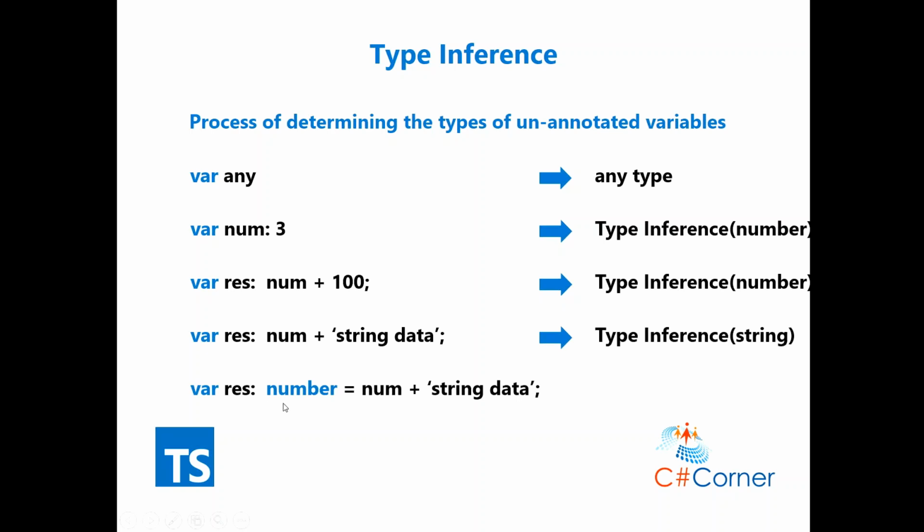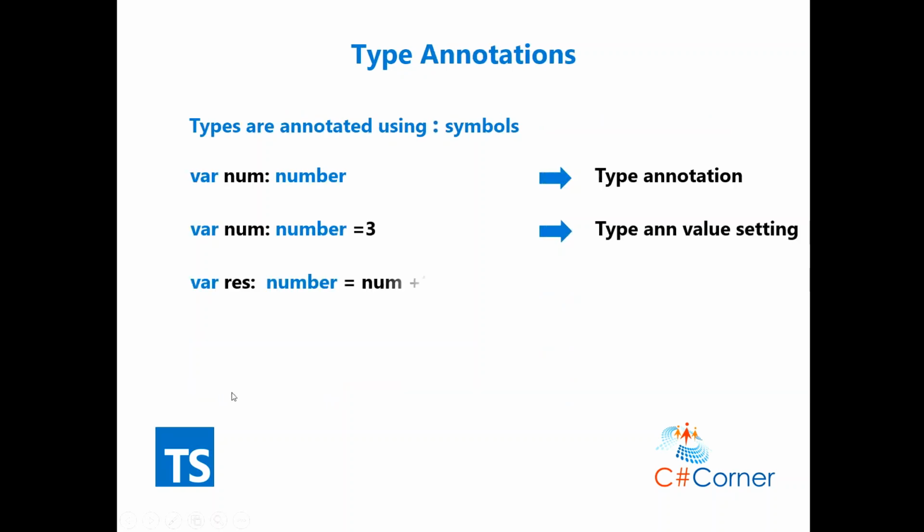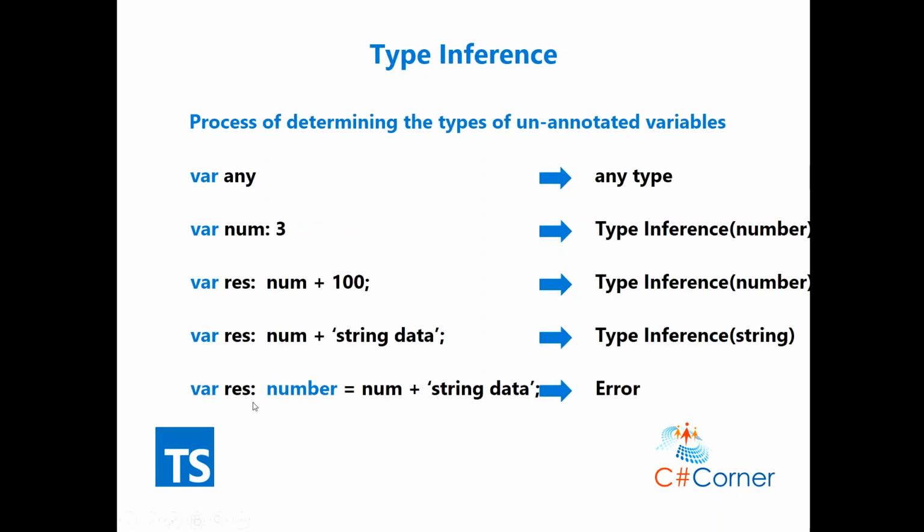You're declaring res as a number, right? This will hold only the number type, so you should not place anything other than a number. But we are mentioning num plus string data. In this case, you're forcing this particular variable to hold string data also. Hold on. Yeah, you're forcing the res type to hold string data as well. But you have declared it as a number, so you will get an error in this case.